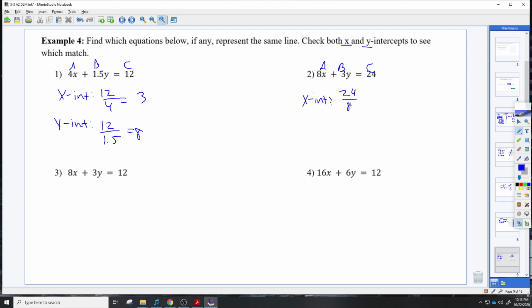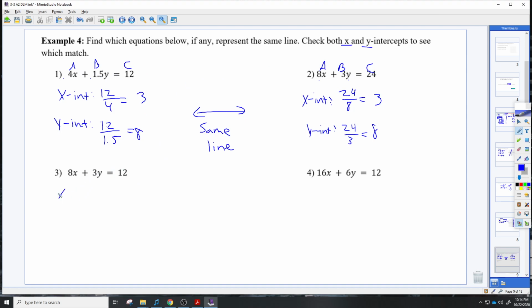So this would be 24 over 8, which is 3. The y-intercept would be c over b, so 24 over 3, which is 8. We got one. So these two equations are the same. Now, if you look at them, you may not recognize that they're the same, but maybe you can see how they actually are the same line. What's the difference between the two? 4x plus 1.5y equals 12, and 8x plus 3y equals 24. Well, if you just double all of these numbers, or if you think about cutting all these numbers in half, you get the same equation.